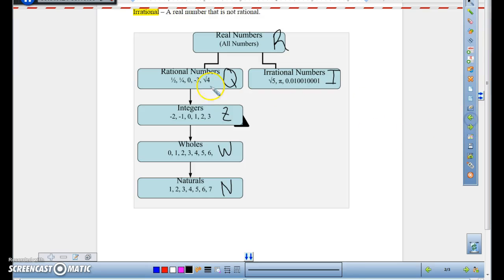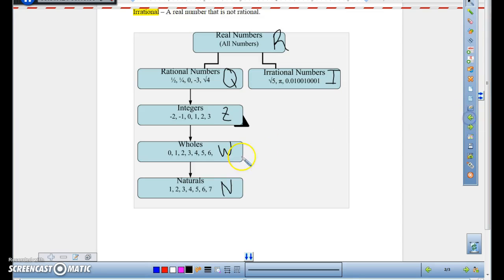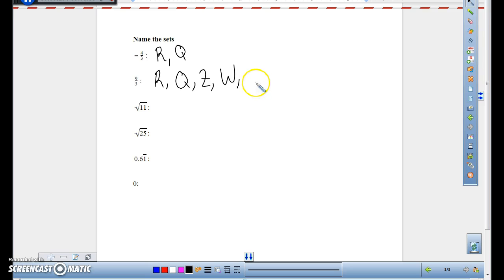Then we go back. 3 is also in the wholes because it's a positive whole number with 0. So it classifies in the W. And then the last one are just your positive whole numbers, and again, 3's in there. So 3 would work as a natural number as well. So that one is in all of them.